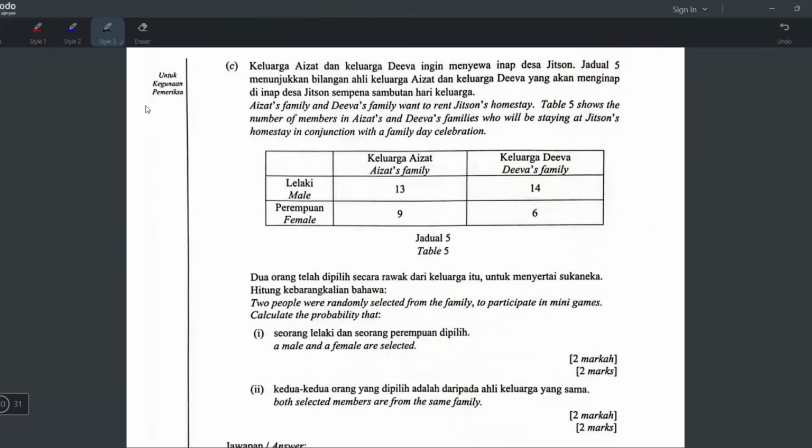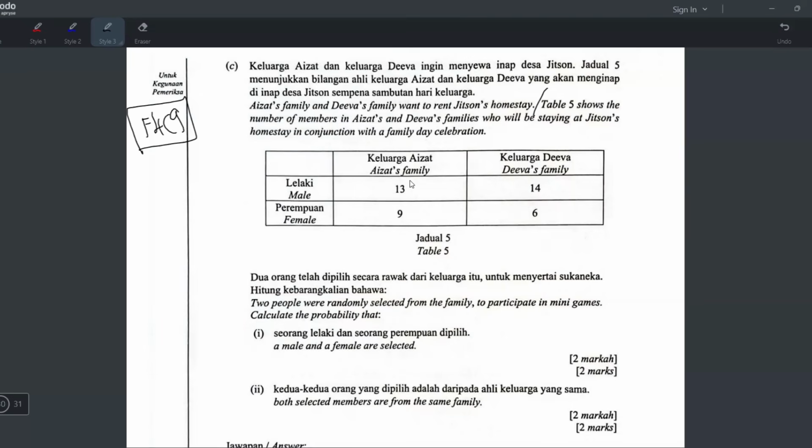Okay, C is a probability question. So it's from chapter 9 of Form 4. So let's do it. Aizat's family and Diva's family went to Jitson's homestay. So we have two families. Table 5 shows the number of members in Aizat's and Diva's family who will be staying at Jitson's homestay in conjunction with family day celebration.